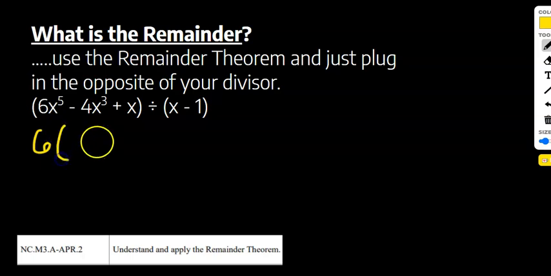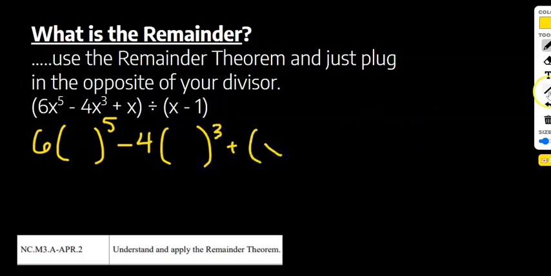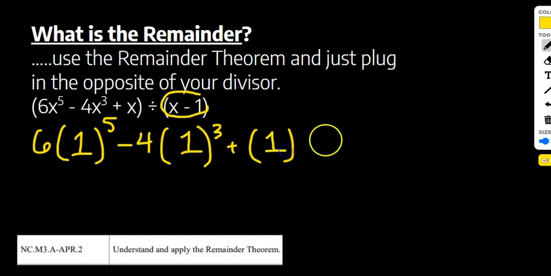So all we're going to do is replace x with the opposite of our divisor. Just like that same number we put outside in the box in synthetic division, we're going to replace x with the opposite of our divisor, which will just be 1. Whatever I get from simplifying this, that's the remainder. 1 to the 5th power is still 1. And then 1 times 6 is 6.